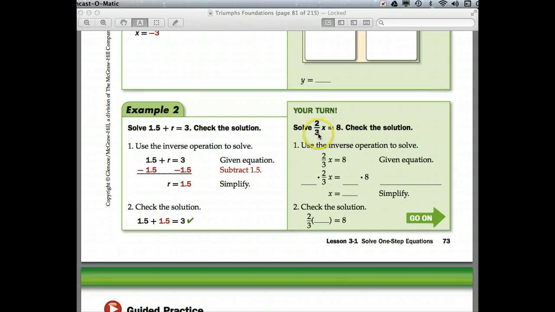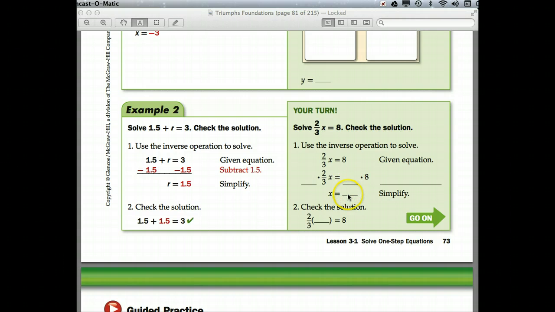What is the reciprocal of 2/3? Well, that's going to be 3 over 2. We just flip the fraction over. So we're going to multiply both sides, because whatever we do to one side, we do to the other. So multiply both sides by the reciprocal. So 3/2 times 2/3 is going to make this equal to 1. And that's our goal, so we can get x all by itself. But we're also going to have to multiply the right side by 3/2.